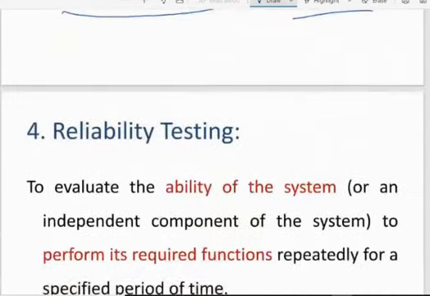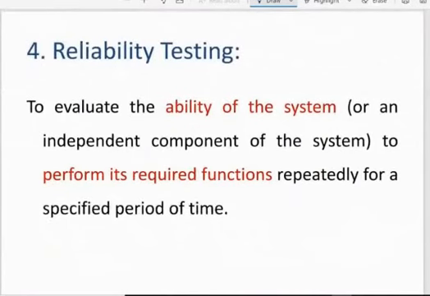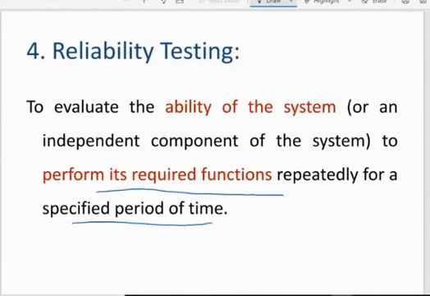Next is your reliability testing. To evaluate the ability of the system or an independent component of the system to perform its required functions repeatedly for a specified period of time, we go ahead with your reliability testing.